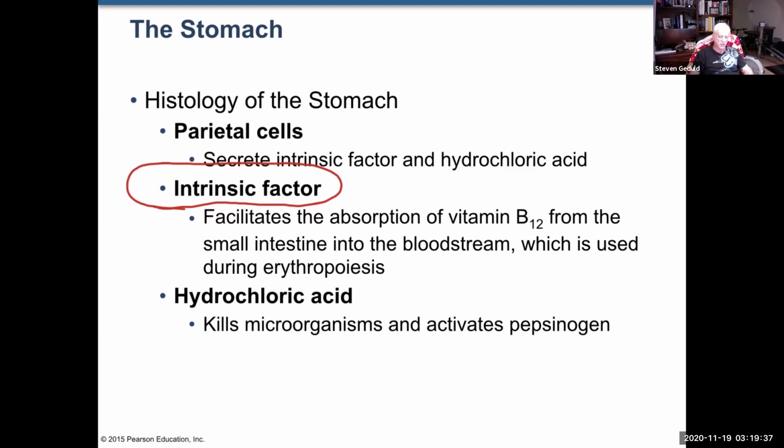So as a physician or a PA, a physician's assistant, okay, you can give a patient all the vitamin B12 injections you want. If they're not producing intrinsic factor, they're not going to absorb it. Okay? That's a lot of times overlooked on a lot of patients. They just keep upping the dose of B12, the patient keeps getting worse. Hydrochloric acid kills microorganisms in the food that you bring in your stomach, and it activates pepsinogen into pepsin.